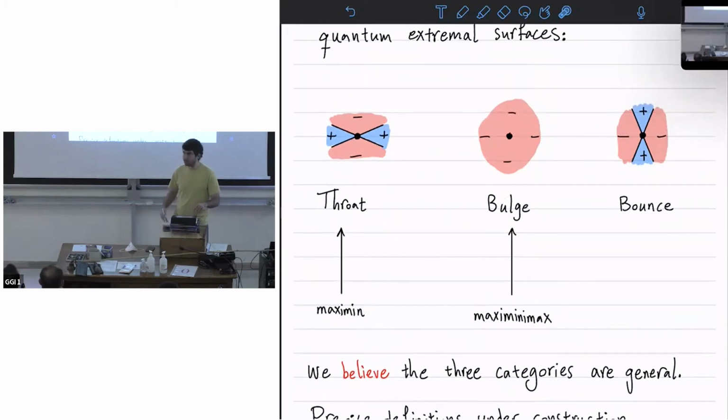So throats are by far the best understood, the most studied examples of quantum extremal surfaces in AdS/CFT. The boundary of the entanglement wedge is a throat. The outermost quantum extremal surface is the throat. The outer minimal quantum extremal surface is the throat. Max for the bulge. I'm just repeating the question. This is the covariant general formula.